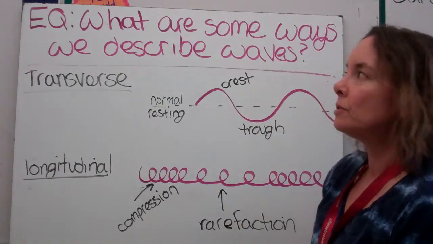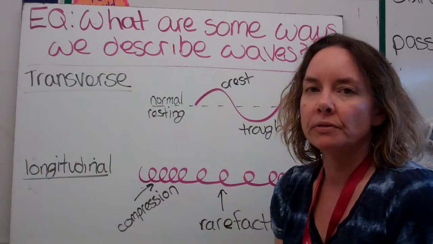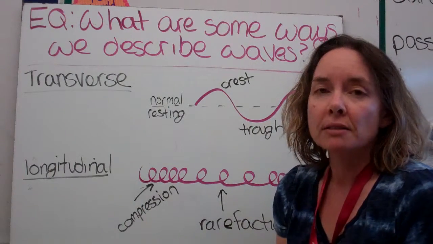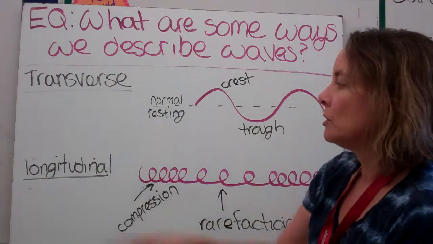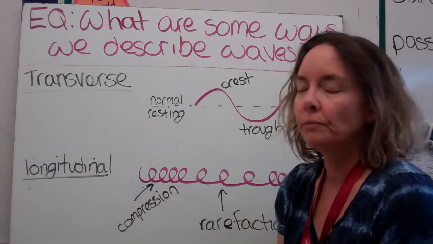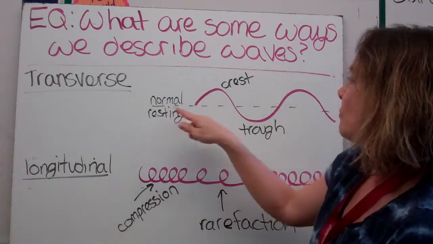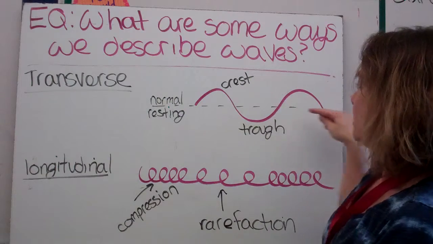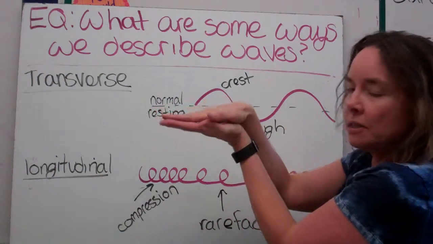The essential question: what are some ways we describe waves? We talked in the last lecture about how there are two different types of waves, transverse and longitudinal. The parts of a transverse wave: this right here is the normal or resting line. That's just the center of the wave.